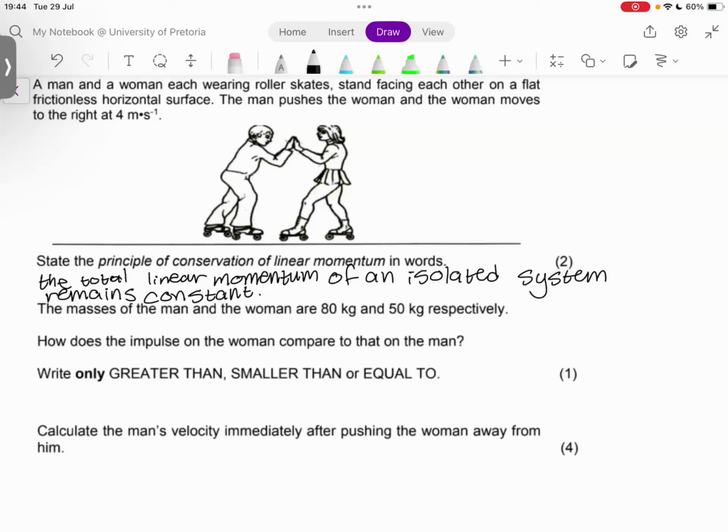Let's continue on to the next question. The masses of the man and the woman are 80 kilogram and 50 kilogram respectively. Fine. How does the impulse on the woman compare to that on the man? Is it greater than, smaller than, or equal to? What do you guys think that is?